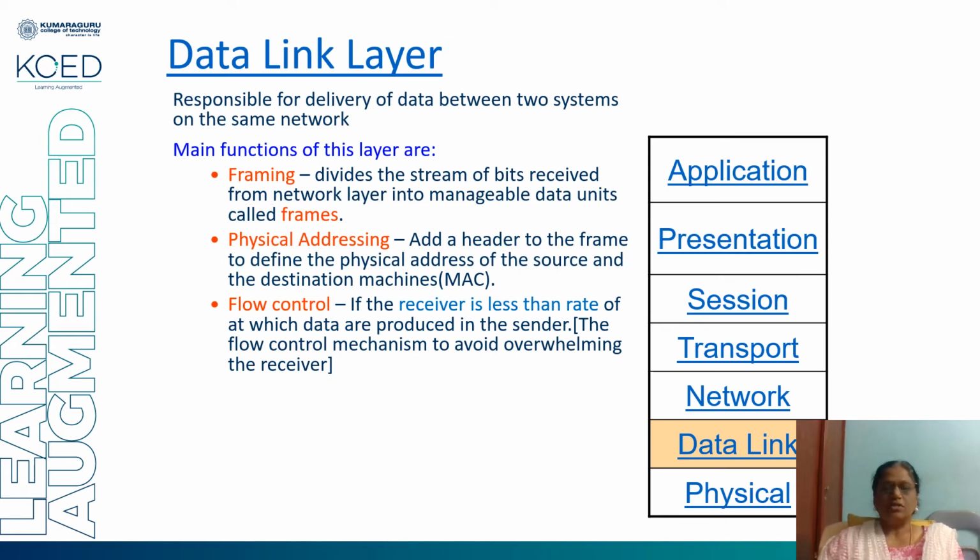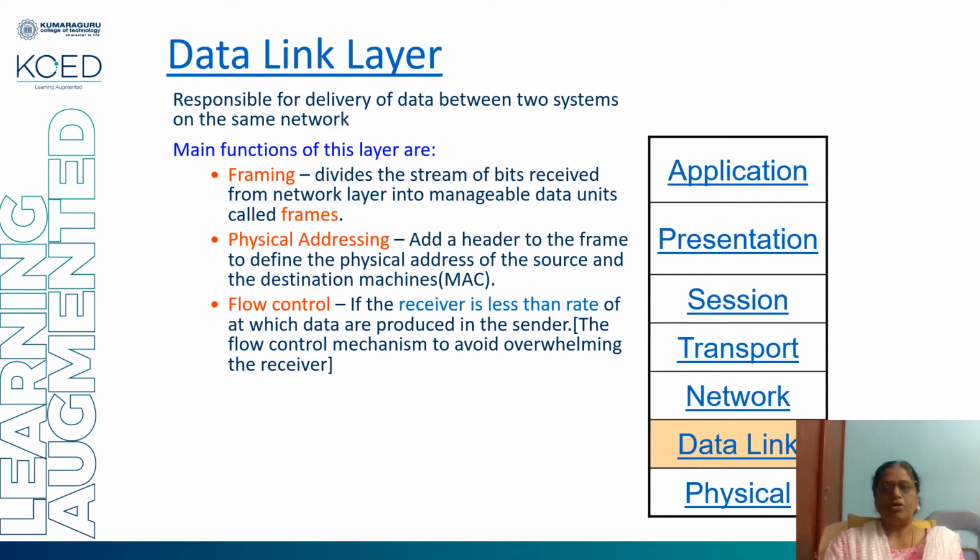These are the functions of data link layer. The first function of data link layer is framing. Framing is grouping up of raw bits into frames. When the physical layer gives the bits to the data link layer, it will combine the group of raw bits to form a frame. Then physical addressing, that is assigning a MAC address.